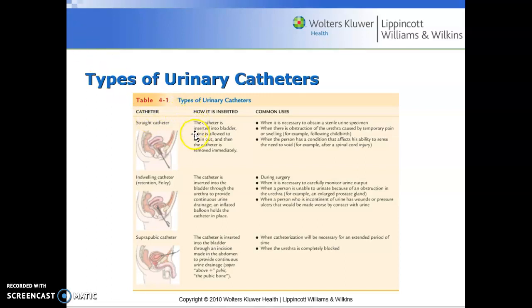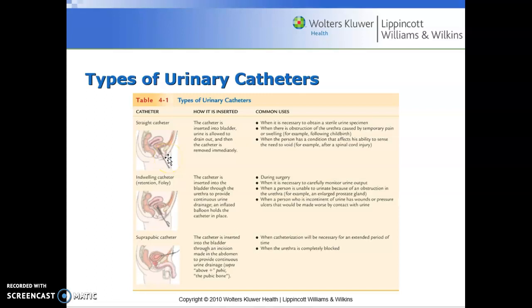So there are several different things that I want to point out to you here. First, we're going to talk about the three different types of urinary catheters, okay? We have a straight catheter, an indwelling catheter, and a suprapubic catheter. And I really want you to be familiar with this slide. With the straight catheter, the catheter is inserted into the bladder and urine is allowed to drain out, and then the catheter is removed, okay?